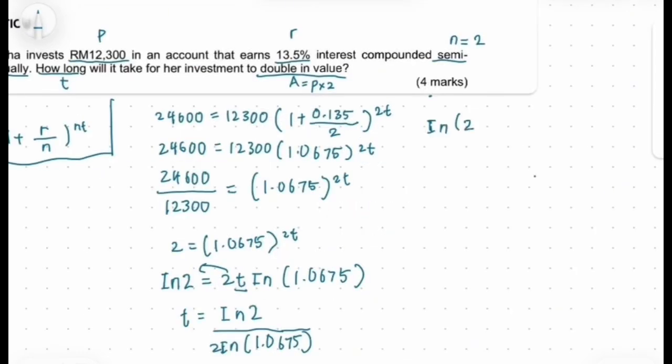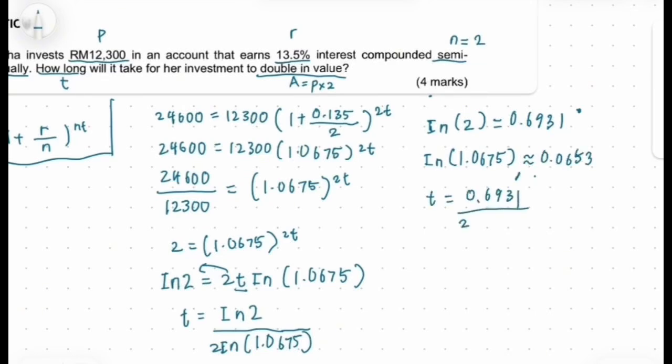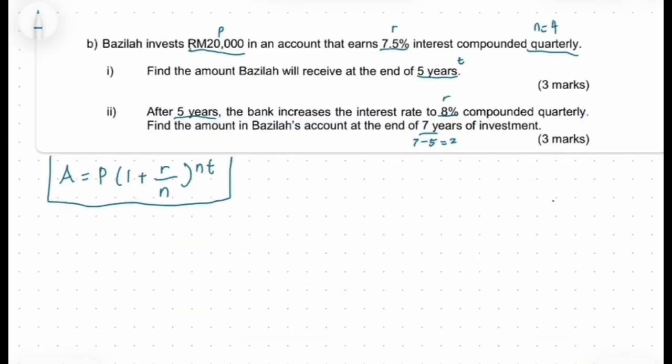I use the calculator to get the ln values and after that, I just plug the numbers in. That's it. The answer for t is 5.31 years. Let's move on to the next question.